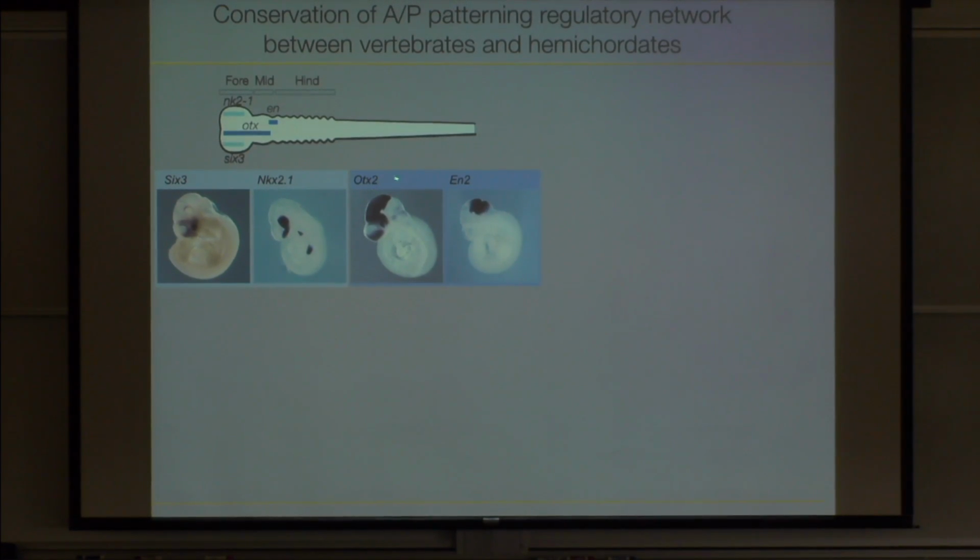This gene called OTX is expressed a little bit in the forebrain, but mainly now into the midbrain region, all the way down to the boundary of the hindbrain. And another gene, engrailed, is expressed at the boundary between the midbrain and the hindbrain.